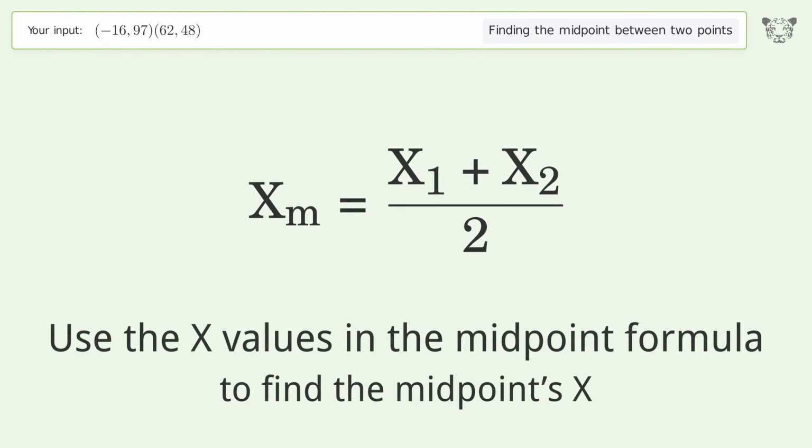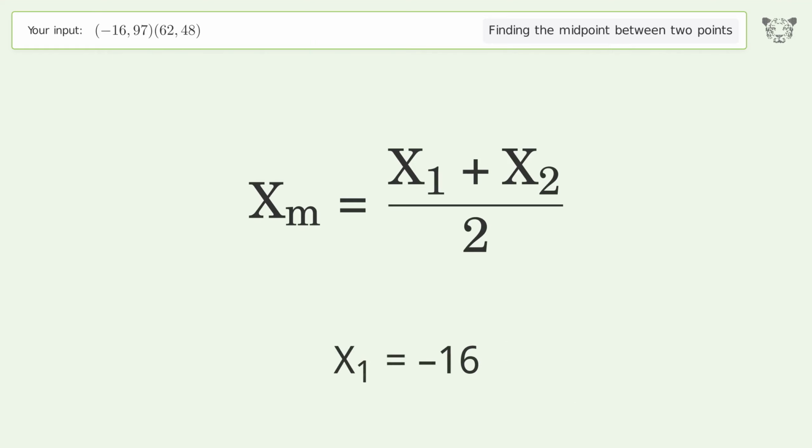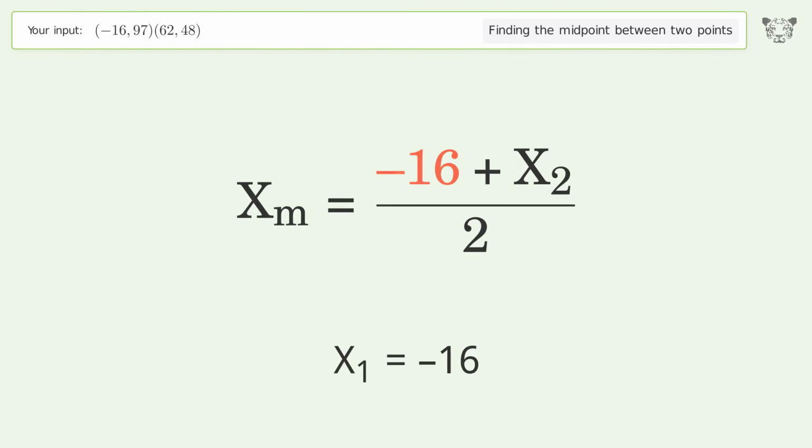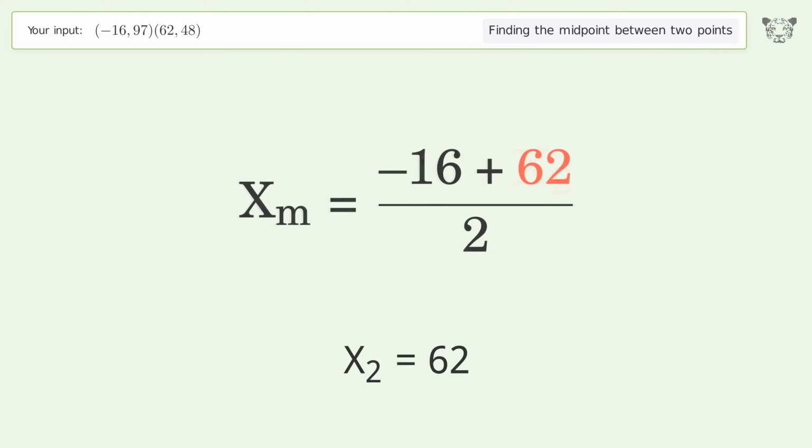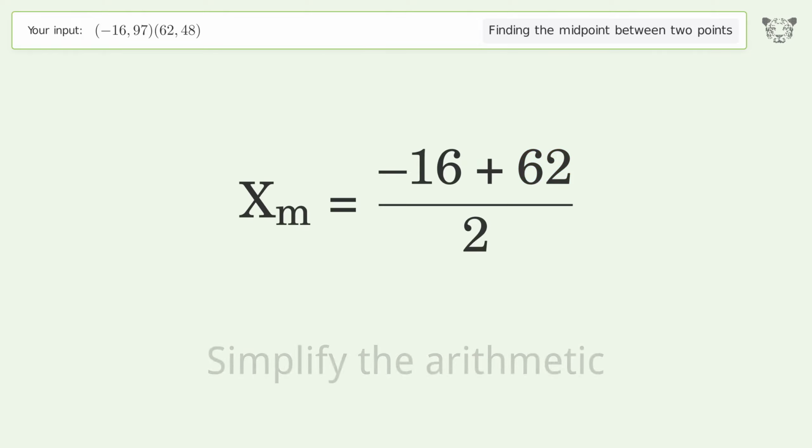Use the x values in the midpoint formula to find the midpoint's x. x1 equals -16. x2 equals 62. Simplify the arithmetic.